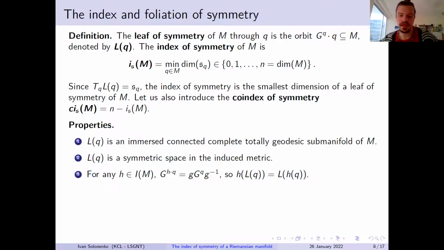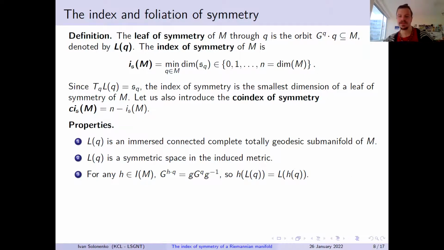Also, we need to mention that this is a good notion because it's invariant and functorial, because if you have any isometry of M, then you do the following. You take the point Q, you map it with this isometry, and then you look at the corresponding subgroup G_{hQ}. This is the same as to take G_Q and just conjugate it with, oh sorry, it should be not a capital G here, but small h here. It should be h G_Q h^{-1}.